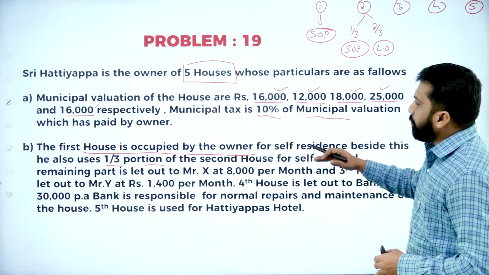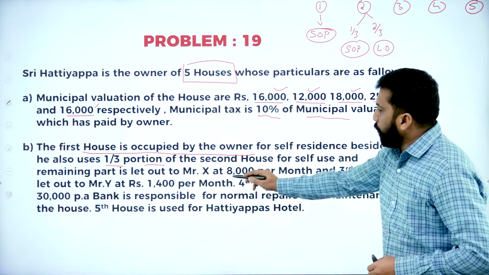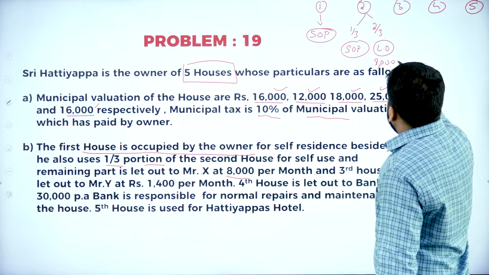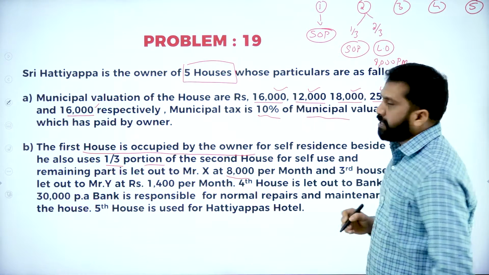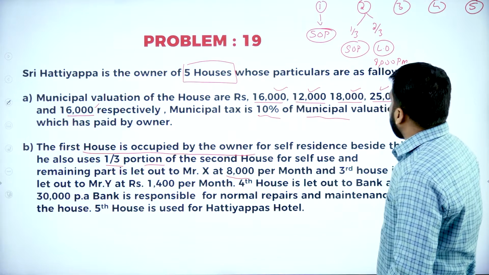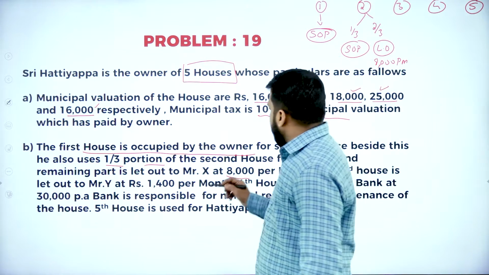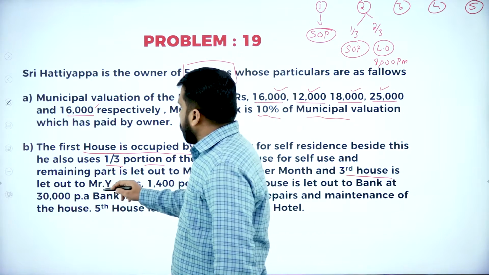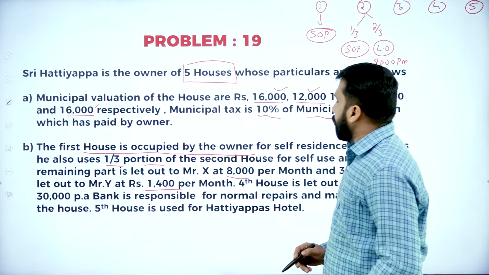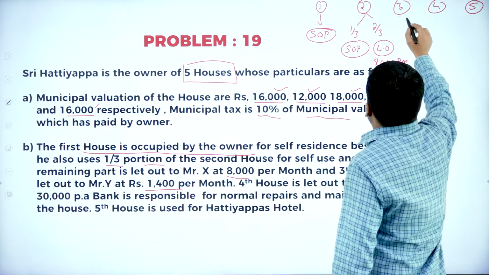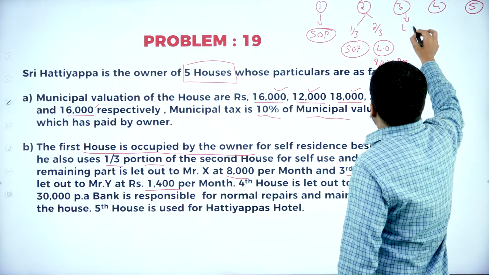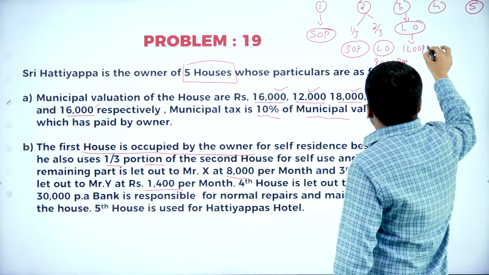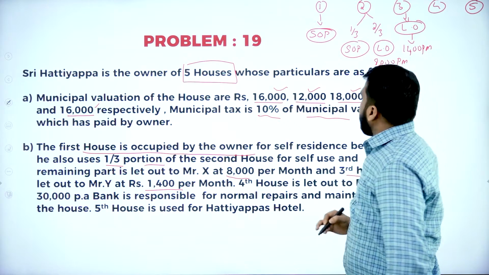I am going one by one. And let out for what price? It is let out for 8,000 per month. This is done. Now we'll go for the next. The third house is let out to Mr. Y at rupees 1,400 per month. Third house is let out at 1,400 per month. It is an easy calculation.